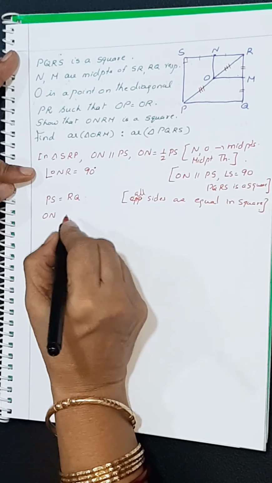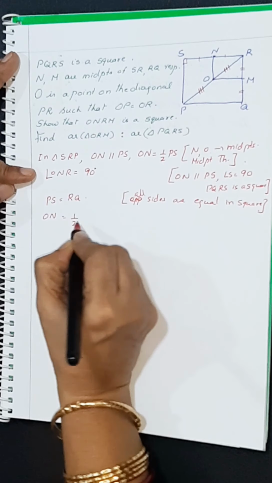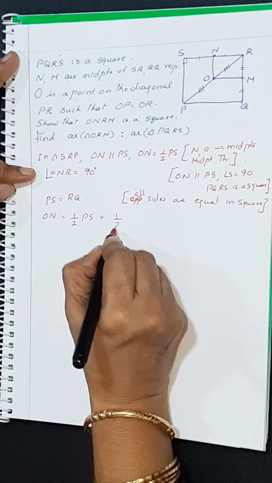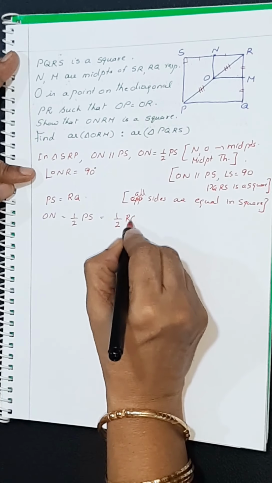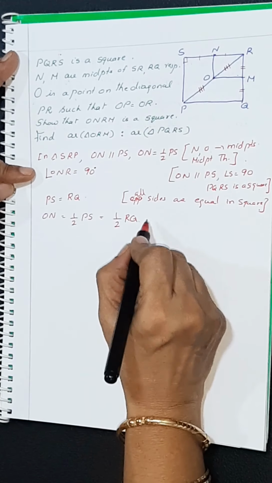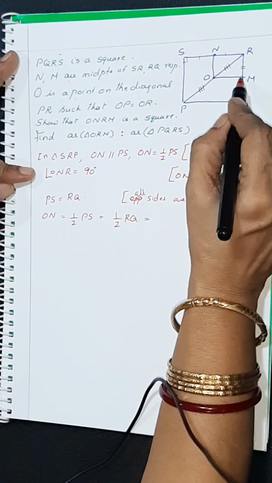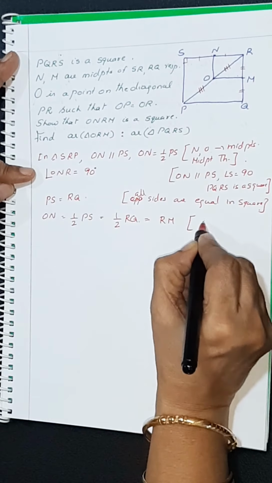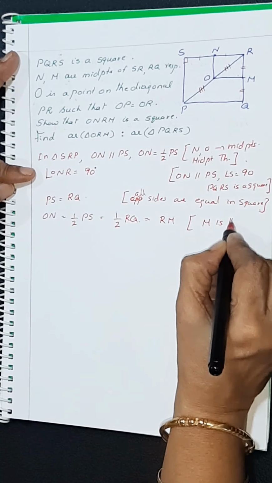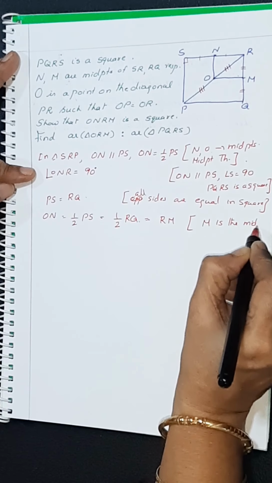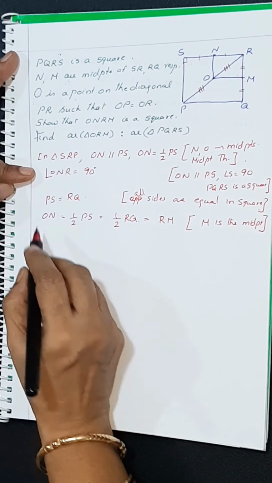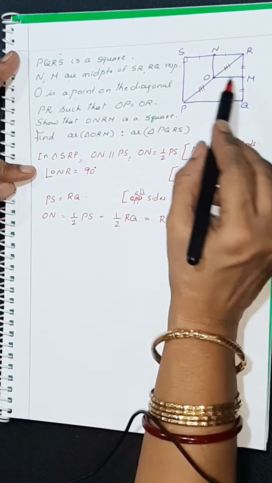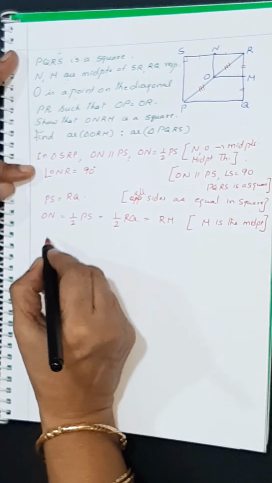Now ON is equal to half of PS, which is equal to half of RQ, since PS is equal to RQ. And half of RQ is RM. The reason is M is the midpoint. So we got ON is parallel to PS and ON is equal to RM.